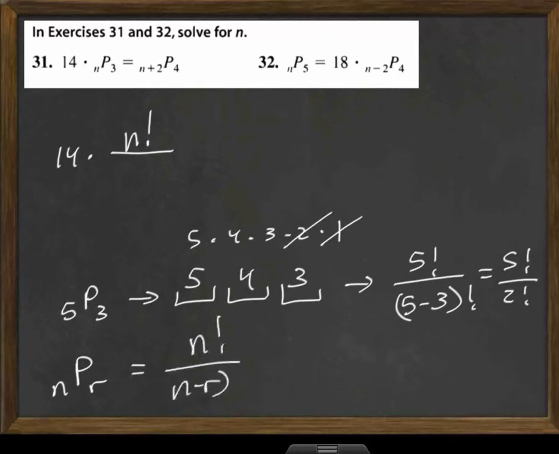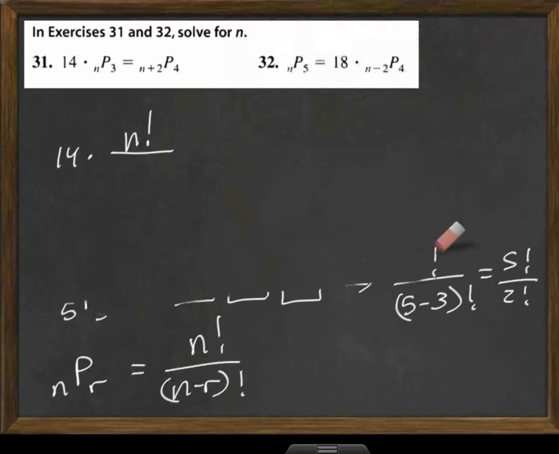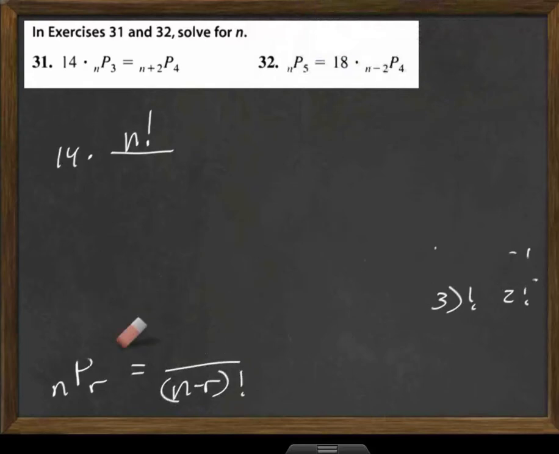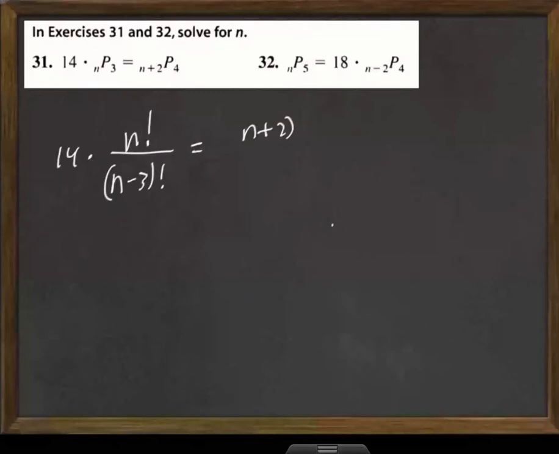All right, so back to our problem up above. Let's erase all this stuff. Sorry, guys, I needed that really quick to remember the formula. So this would be n factorial over n minus 3 factorial equals, and on this side, it's n plus 2 factorial, because that's the total, and on the bottom, it's going to be n plus 2 minus 4 factorial. A little bit of simplifying would make us able to solve this.